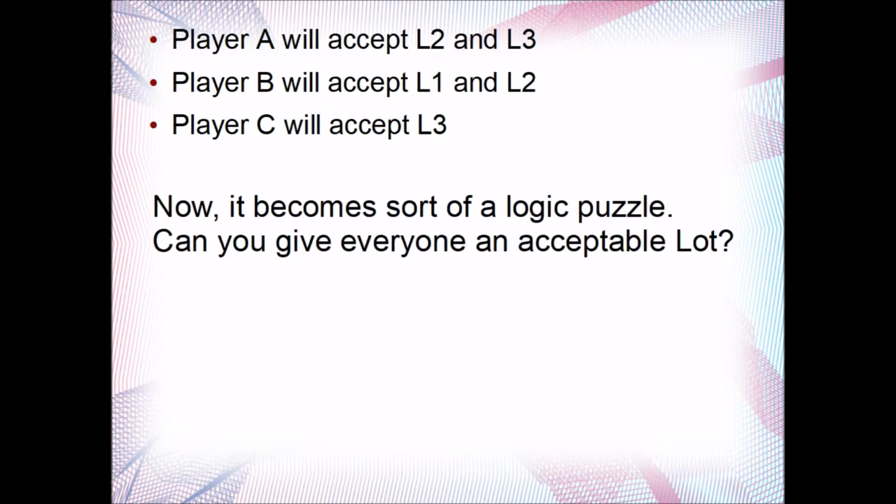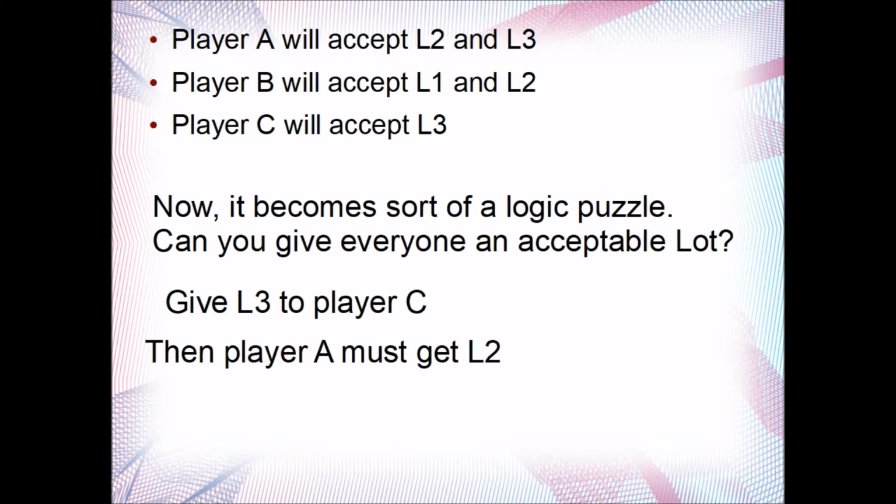So after we have this information, it becomes sort of a logic puzzle. Can you give everyone an acceptable lot? Here's the point where we just kind of hope that we can. In this case, after you work it out, I know that player C has to get lot number 3, which means that player A has to get lot number 2, which means player B has to get lot number 1. So we have figured out how to give everyone an acceptable lot. This is a fair division because every player has gotten something that they will accept.